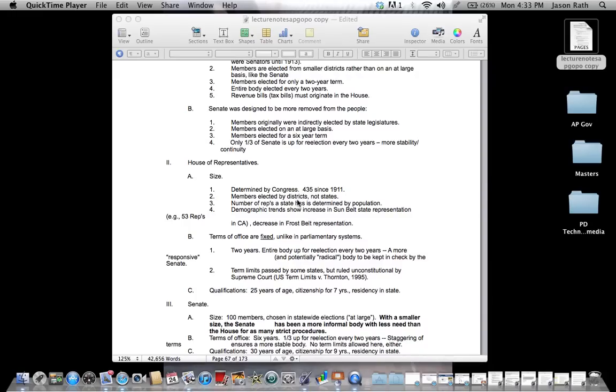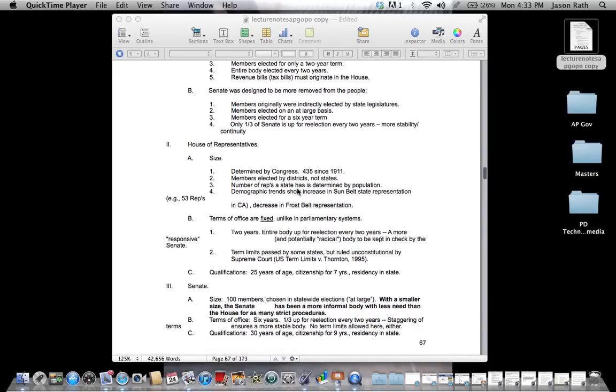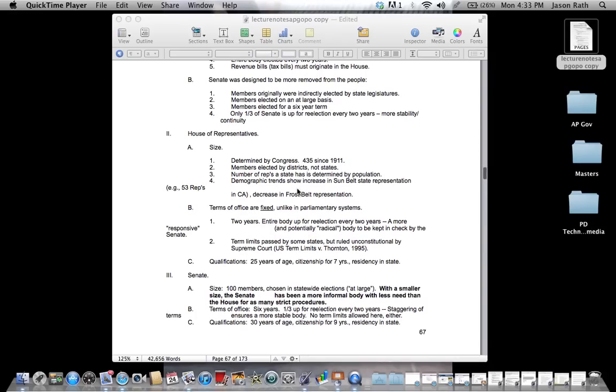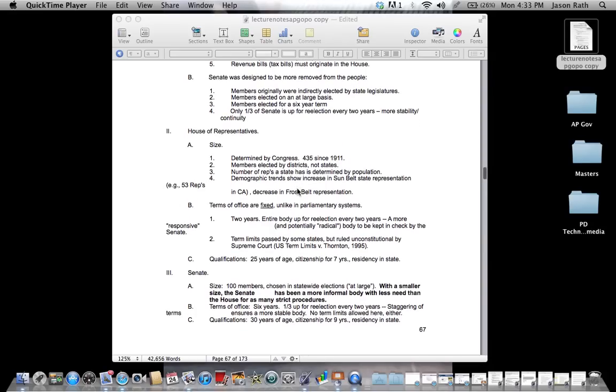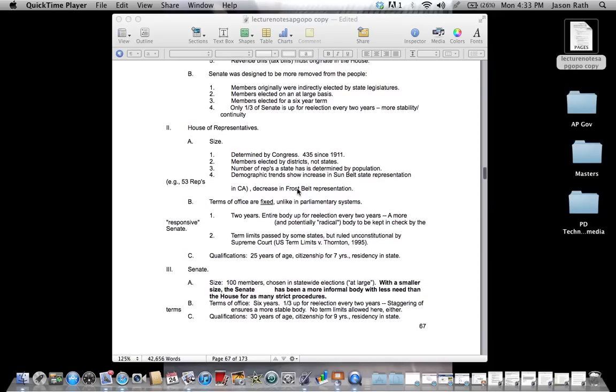House of Reps: the size is 435 since 1911. Members are elected in districts, not states. We saw that in California. The number of reps per state is determined by population. Demographic trends show an increase in Sunbelt state representation. We have 53 reps in California. There is a decrease in Frost Belt state representation, in things like Florida and so on.